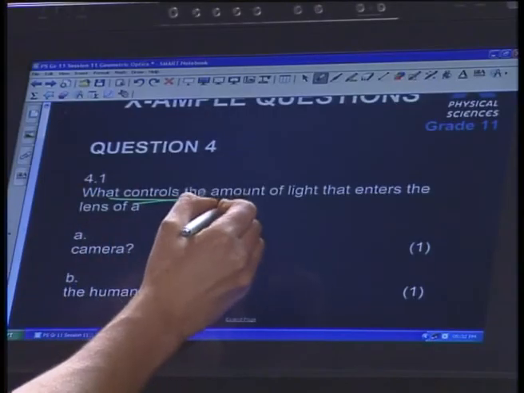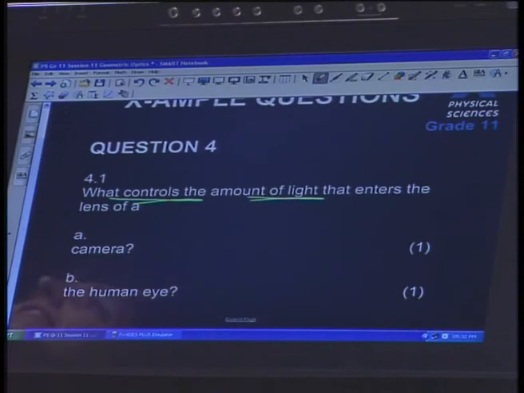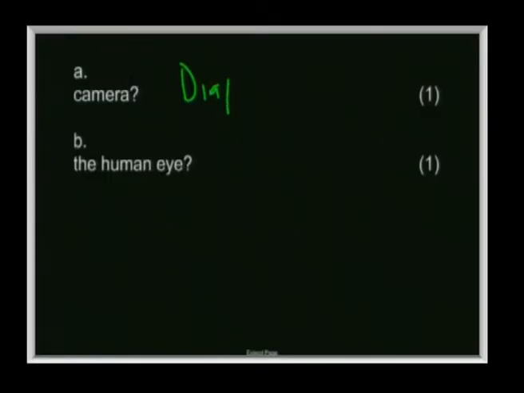4.1 asks us, what controls the amount of light that enters the lens of the camera? Now in the camera, that would be the diaphragm that is adjusted over there. So our answer over here would be the diaphragm. And I really hope my spelling is correct over there. And then also in the human eye, that would be the iris of the eye.